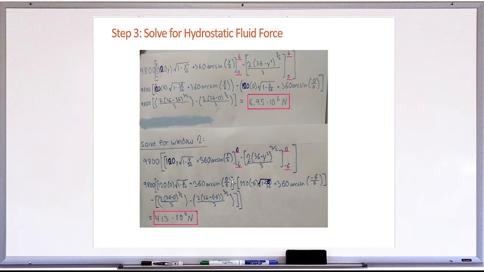For Window 2, it's just Window 1 upside down, but since the origin of the circle has to be 0, it's 0 to negative 6. We're finding the integration from 0 to negative 6. So plugging those values in and doing the math, we end up with 4.13 times 10 raised to 6 newtons of force. As you notice, Window 1 has more force than Window 2.